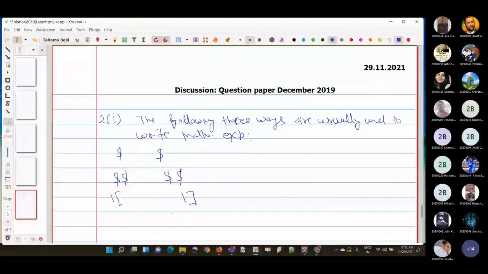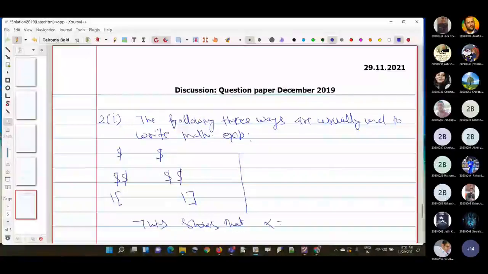Yes, sir. And these are not only the ways. There are so many ways also. Do you have any idea for more ways? This single dollar usually we use in inline, that is running text. Suppose we are writing, this shows that alpha equals to 3. Okay. So if we are writing this, then we can write like this.